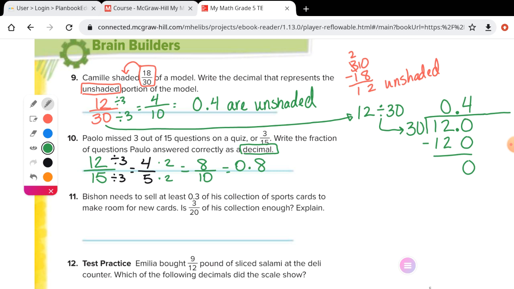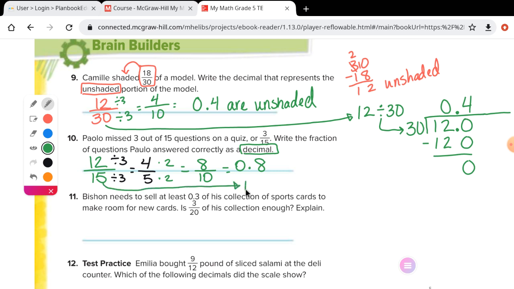But again, this is one where that's a little bit confusing. That's the only one we've had like that so far under the brain builders. What option always works? Carter? Dividing it out. And again, it's not always the easiest, but it does always work. So I'm going to show you this one.